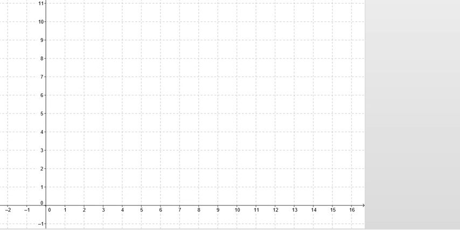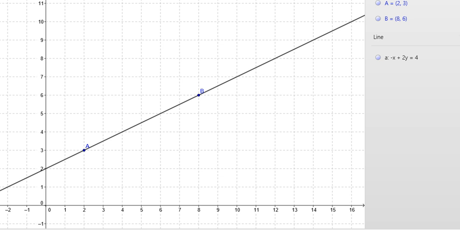I'm going to create two points here, at 2, 3 and 8, 6. Okay, and I draw a line between those two points. It looks like this. There's a line. Let's make that line green, shall we? And I want to find out what the slope of this line is. In order to do that, I'm going to create a third point, and that point is going to be right here.